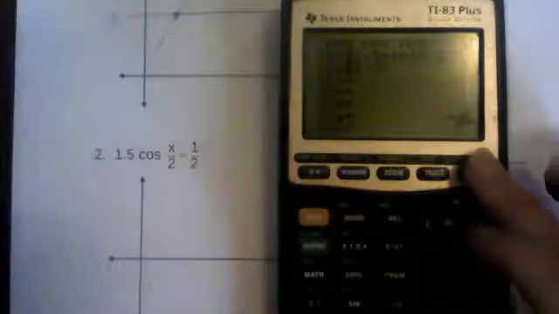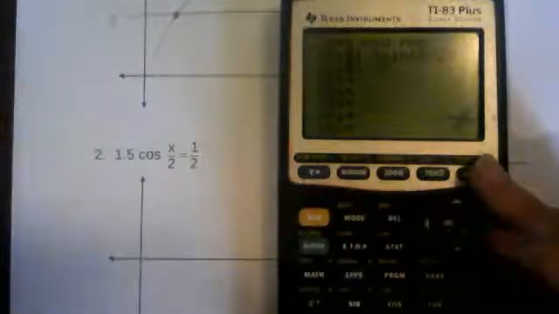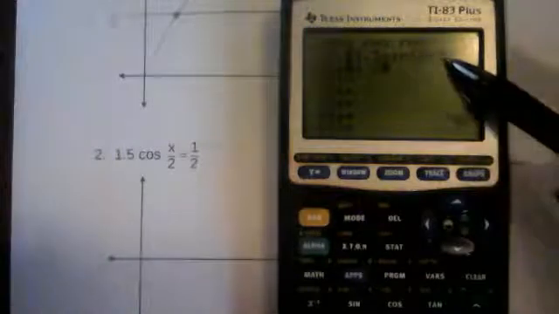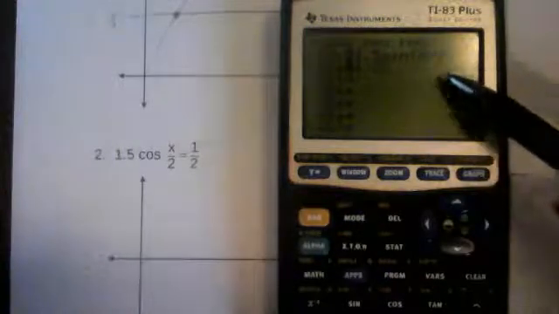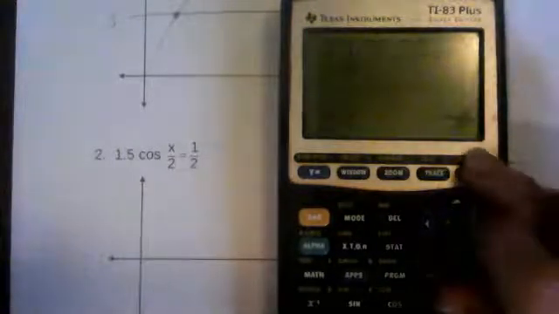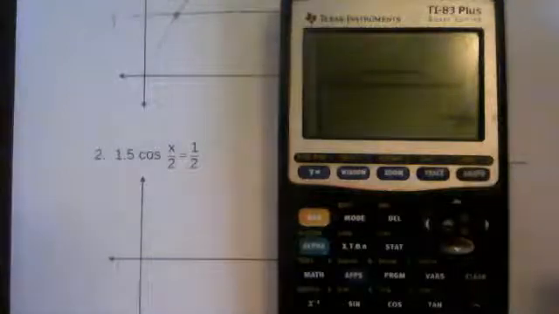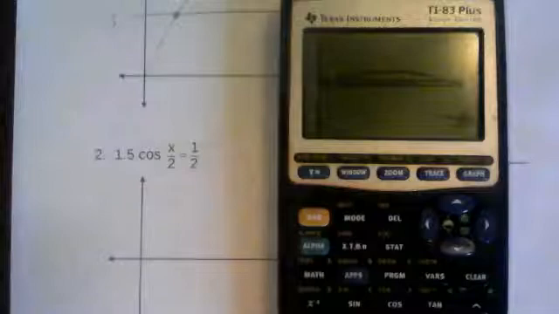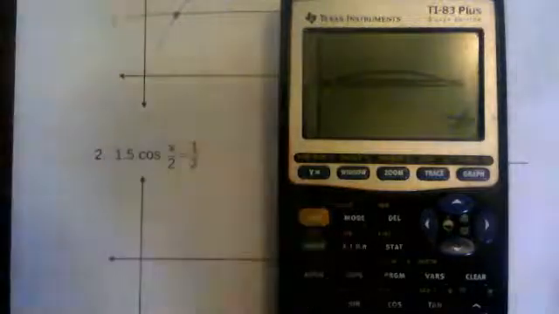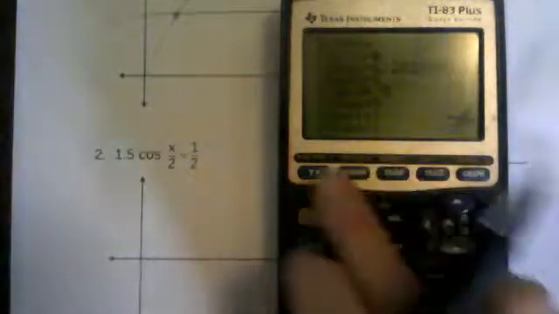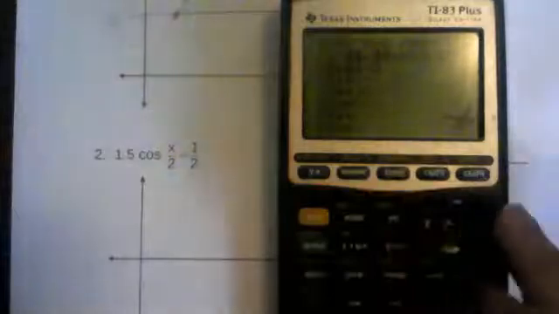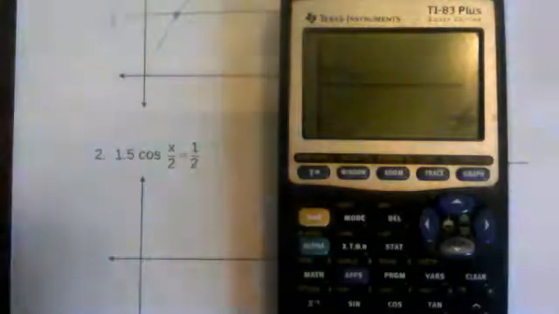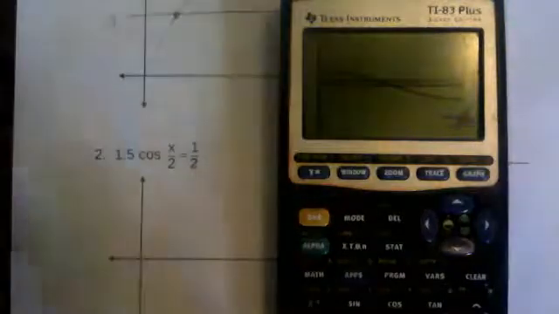All right, let's take a look at our graph. We're going to type left side in y1, right side in y2. And this one, it was x divided by 2, so you can just leave that. Put it all in parentheses. Hit graph. Not look right, so hang on. All right, there we go. This is supposed to be a cosine graph. There we go. All right, now that looks better.